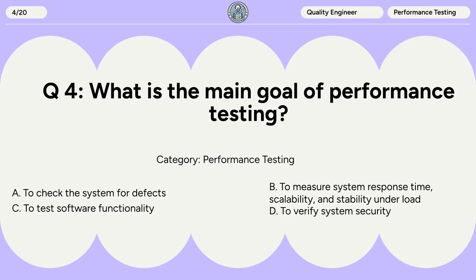Question 4. What is the main goal of performance testing? A. To check the system for defects. B. To measure system response time, scalability, and stability under load. C. To test software functionality. D. To verify system security.